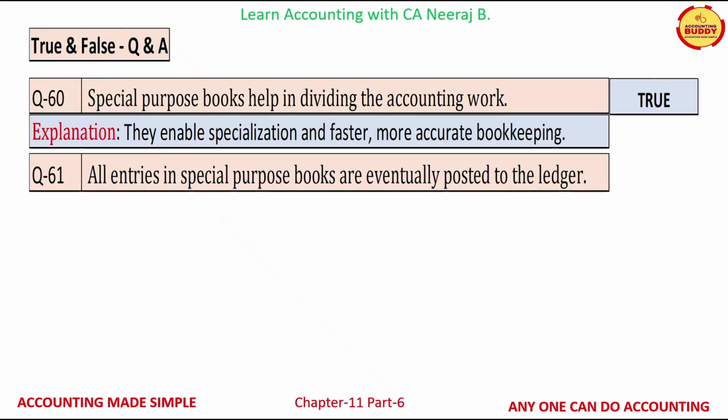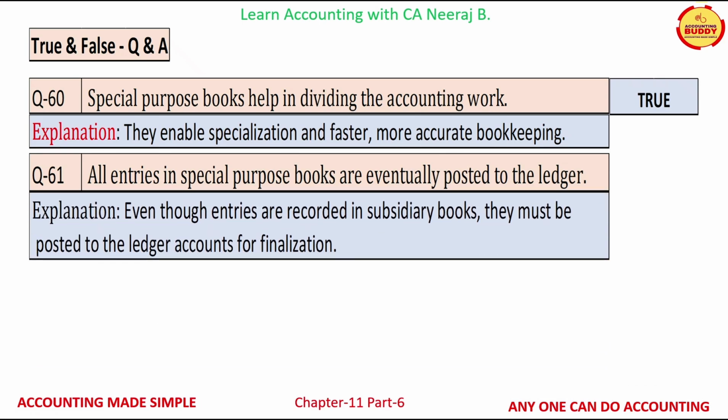Question number 61: all entries in special purpose books are eventually posted to the ledger. And the fact of the matter is, even though entries are recorded in subsidiary books, they must be posted to the ledger accounts for finalization. Therefore, it is also a true statement.